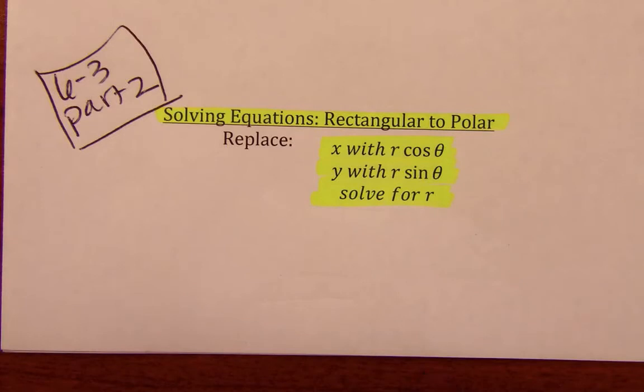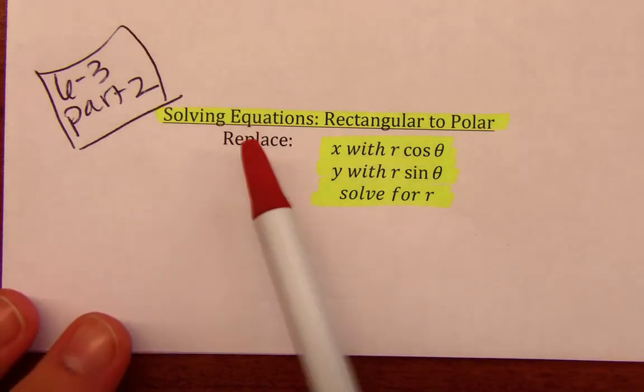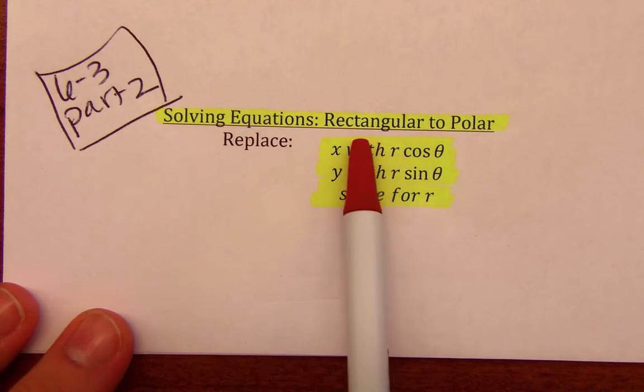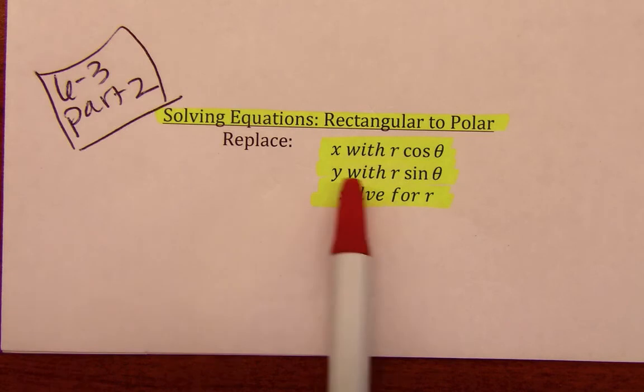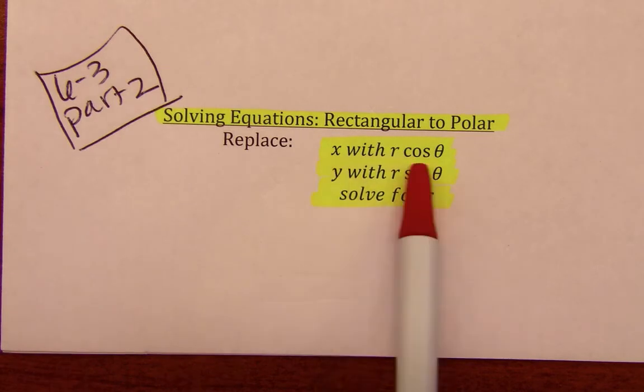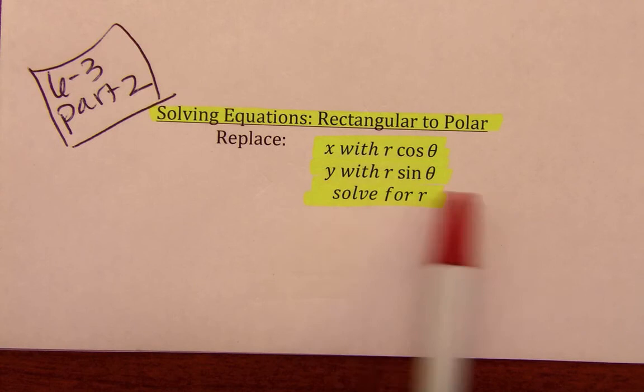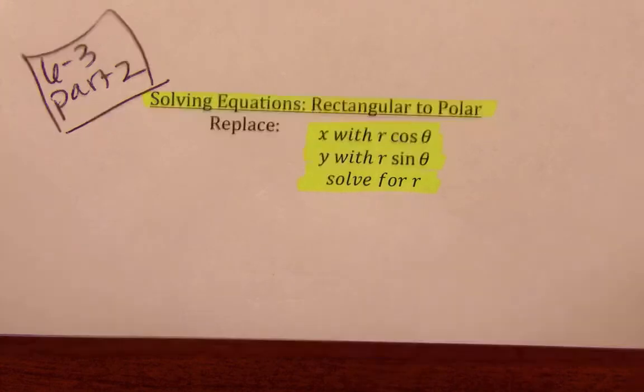All right, so now we're going to talk about solving polar equations. And we're going from rectangular equations to polar equations. So the first thing we want to do is replace x with r cosine theta and y with r sine theta, and then we'll solve for r. So let's just jump into some examples here.